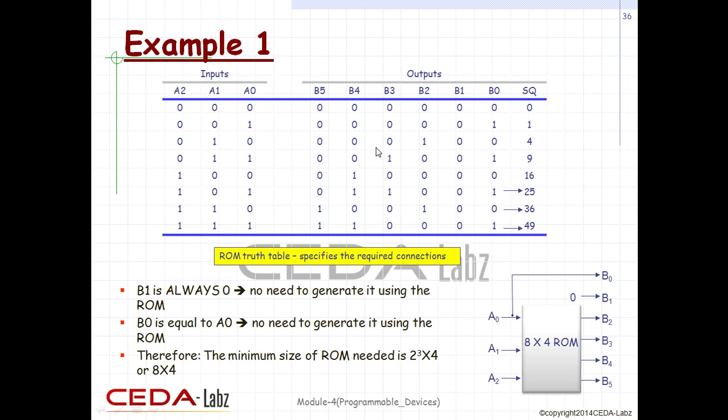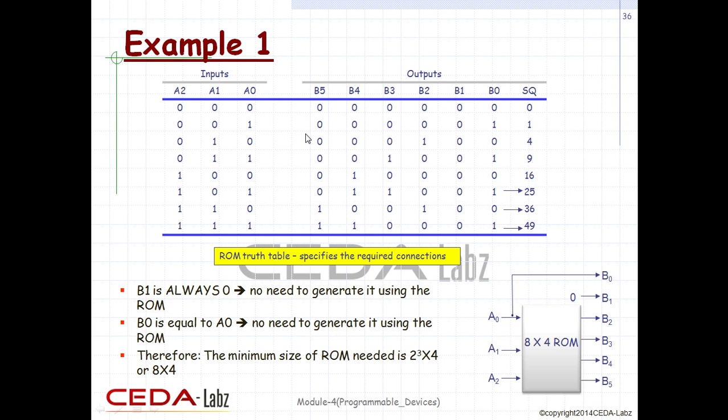which are denoted by A2, A1 and A0, the input 2 is represented by 0, 1, 0, and the square of 2, which is 4, is denoted by 0, 0, 0, 1, 0, 0, which is written in columns B5, B4, B3, B2, B1, and B0. Like this, we write the square of numbers from 0 to 7 in the truth table.